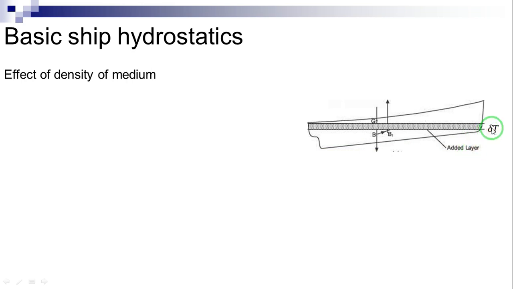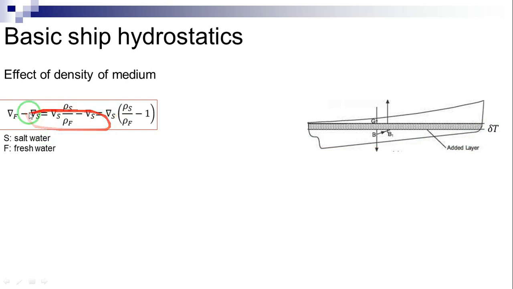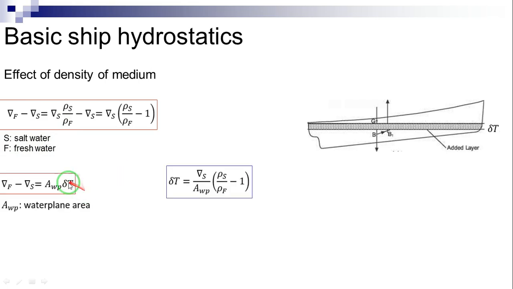The increase in displacement volume can be obtained using this equation. Here, subscript S refers to salt water and F refers to fresh water. Based on the assumption that the ship is wall-sided, the equal layer of buoyancy is obtained using this equation. Here, AWP is the water plane area. Therefore, one can write the following equation to obtain the changes in the draft.